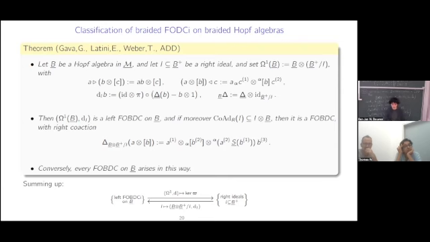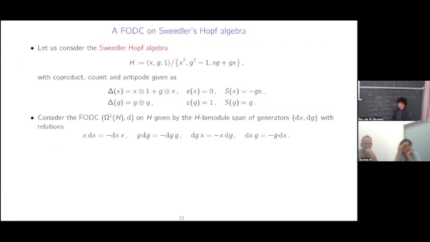Okay, so let's move to an example, a very explicit and very beautiful example, that is again the Sweedler Hopf algebra of which Giovanni was talking about before. So we take this four-dimensional algebra. Coproduct and counit are those that you can see here, but now you know this very well. We can consider a first-order differential calculus on this Hopf algebra.